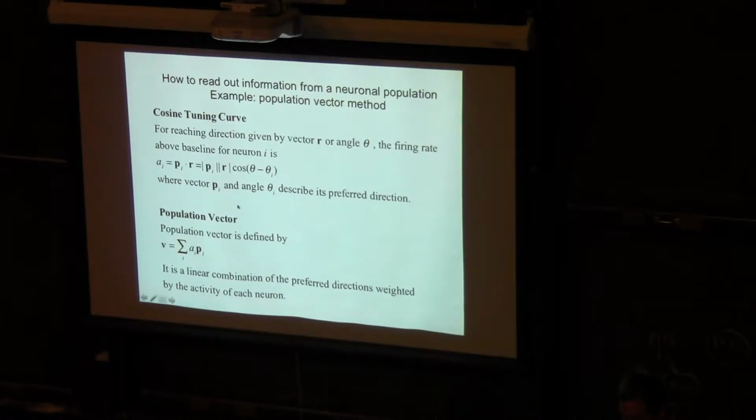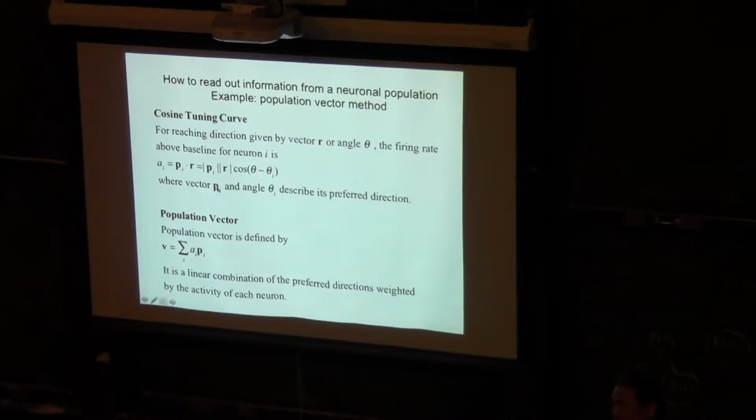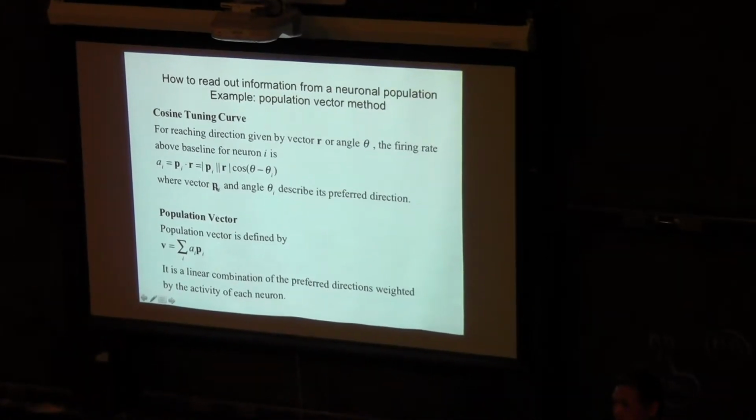In this case, we quantify the firing rate of a neuron. This is the formal expression: the activity of a neuron is a cosine function of the reaching direction. So it's basically a dot product. You have a preferred direction, P, which is a vector. R is the reaching direction of the hand. If the two vectors are aligned, the dot product has the highest value.